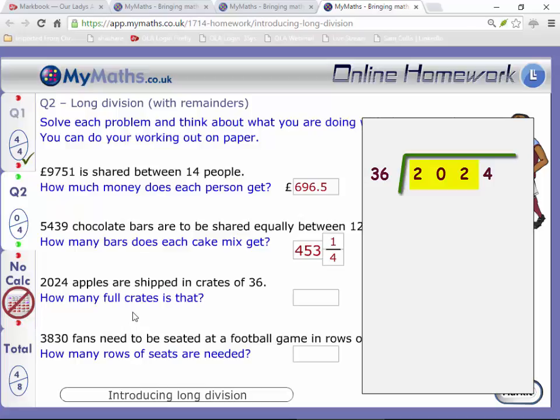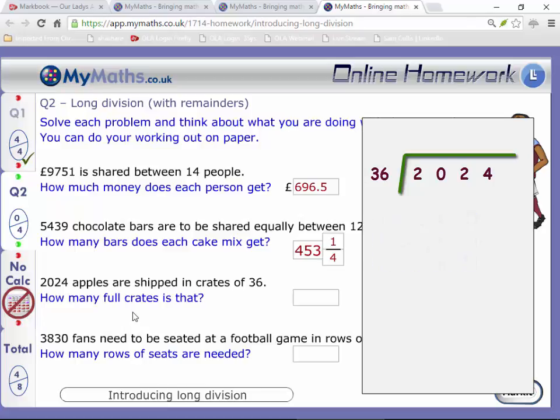Now, to keep it simple, I'm going to imagine that 202 as 200, and I'm going to imagine the 36 as 40, and ask myself how many times 40 would go into 200. And I can do 4 lots of 40 would give me 160, and 5 lots of 40 would give me 200. 6 would give me 240. So 6 looks like it might be too big.